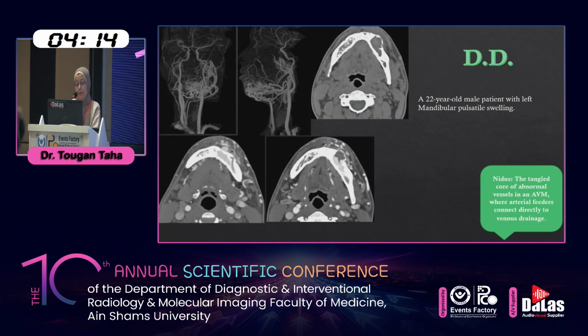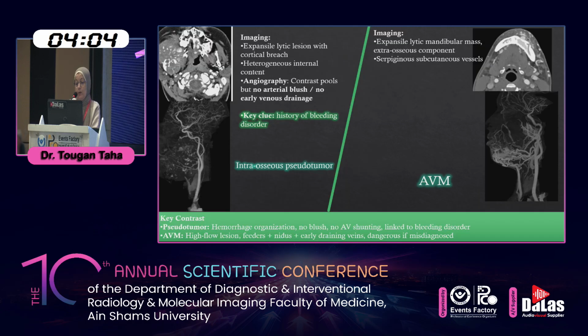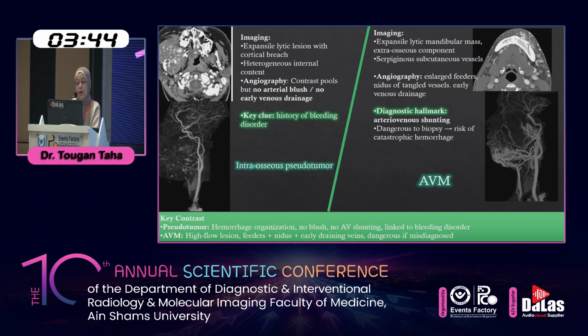This is a third patient for differential diagnosis. He was a 22-year-old male and presented with left mandibular pulsatile swelling. Look at this patient. He has an expansile lytic mandibular mass, but there is an extraosseous component with serpiginous subcutaneous vessels. The angiography of the AVM showed enlarged feeders, a nidus of tangled vessels, and early venous drainage, and the diagnostic hallmark was the arteriovenous shunting.